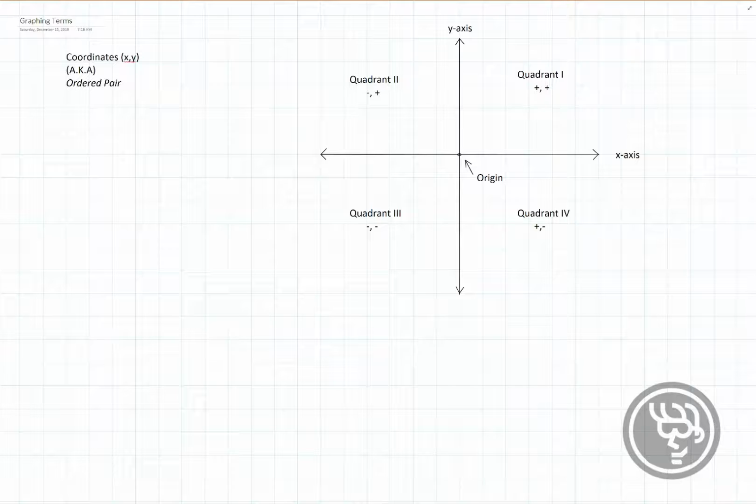Okay? Any point is known as a coordinate, an x and y coordinate, as you can see here. It's also known as an ordered pair. So an ordered pair is basically the address to any given location on this graph.